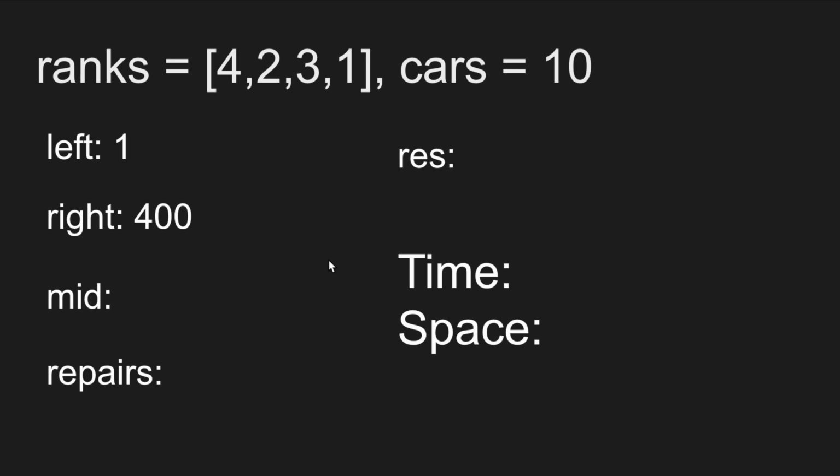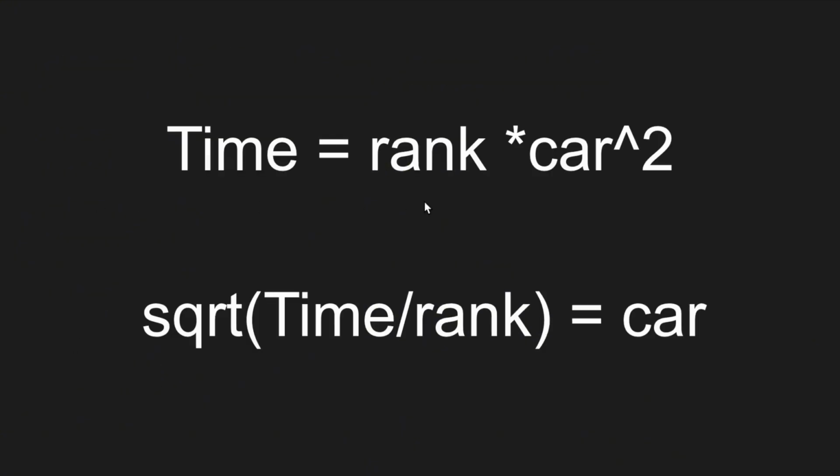And what we'll do at each binary search is find the middle value. And in that middle value, we will find the number of cars that we can possibly repair in the time frame. And how we will do that is we will take the square root of time divided by rank, and that will tell us the number of cars that we can repair. Because if we look at the formula, it is rank times cars squared. So to find the number of cars that we can repair, we will just take the square root of time divided by rank.